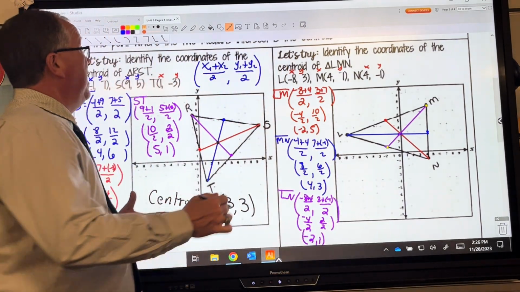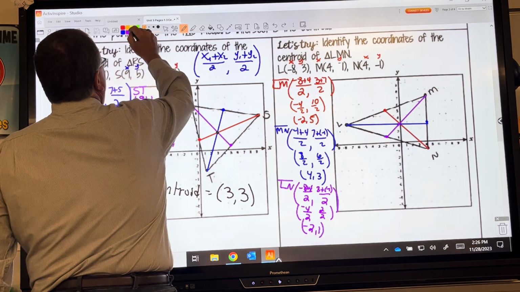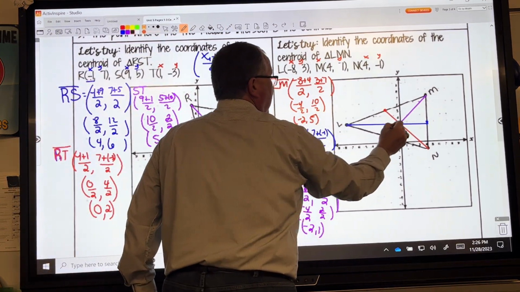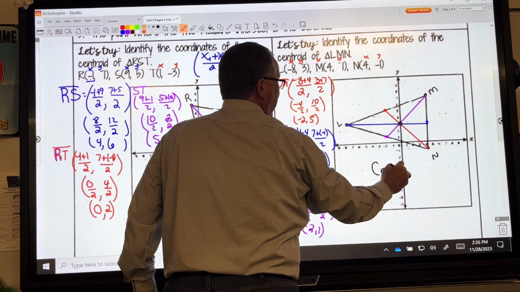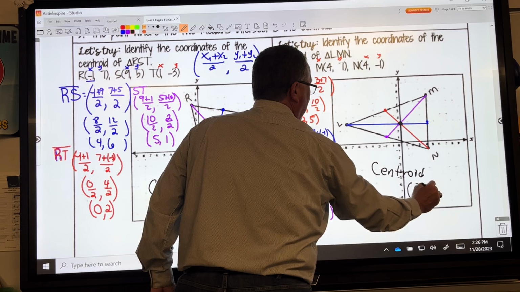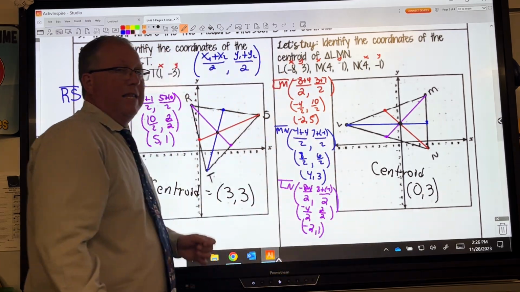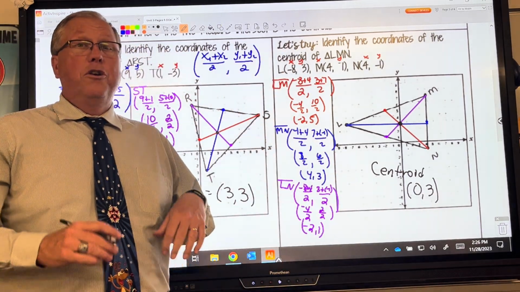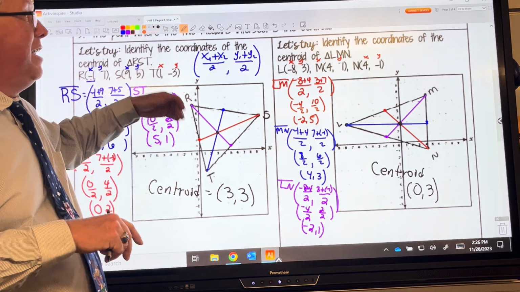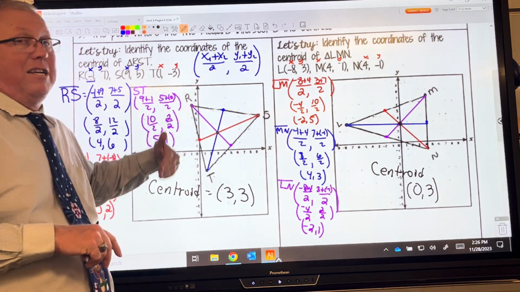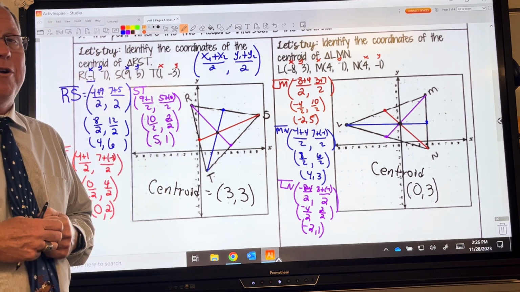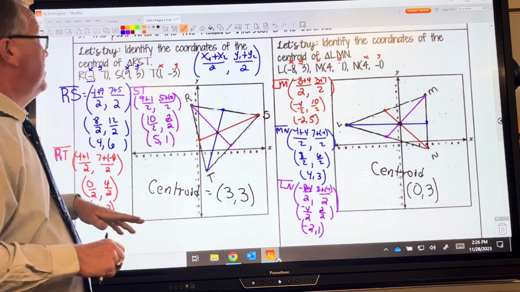And you will see again that my point of concurrency, where all three meet, is right there. And that location for my centroid is located at 0, 3. That's where all three lines cross. So all you're doing is finding the median, connect it to the vertice. Find the median, connect it to the vertice. Find the median, connect it to the vertice. And then where those lines cross each other, that is your point of concurrency. Okay? This will happen every single time.